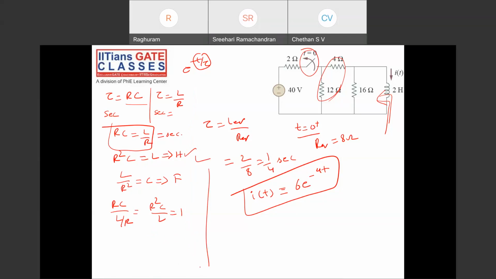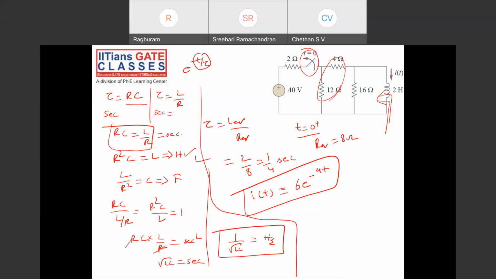If I multiply these two, what happens? RC into L by R, what are the units? Second square, right? R gets cancelled. L into C, so root LC is seconds. What is 1 by root LC? 1 by time is frequency, hertz. So 1 by root LC is nothing but frequency, hertz. These are some important units you have to remember.